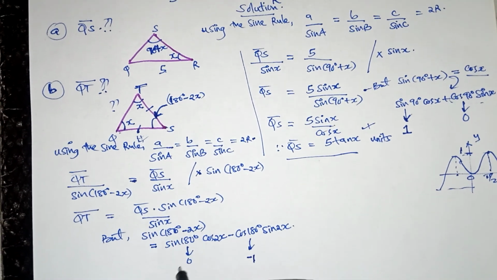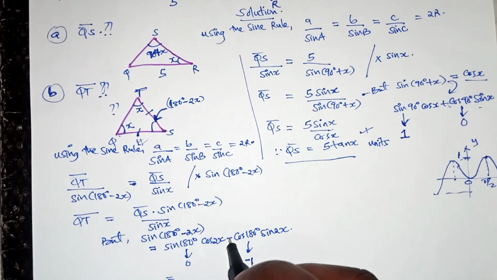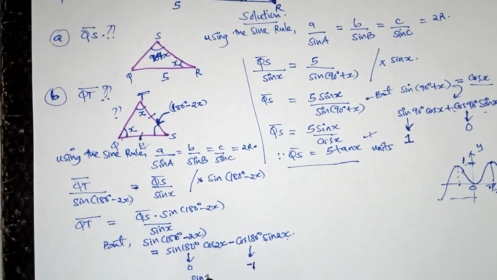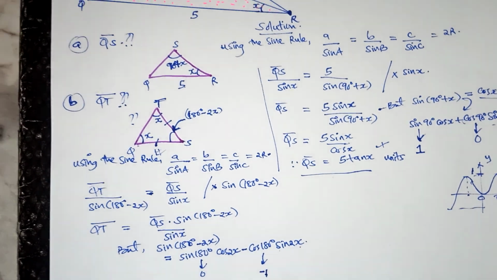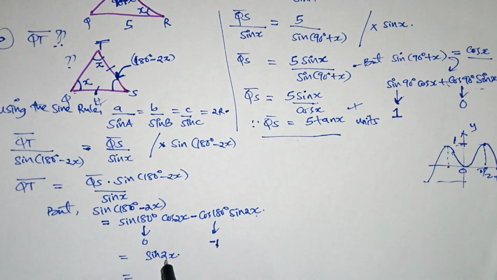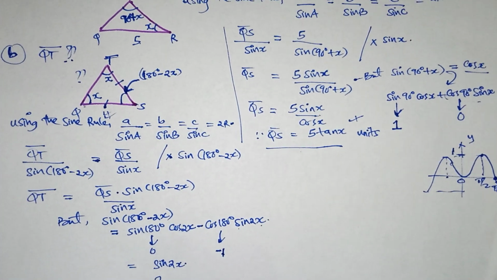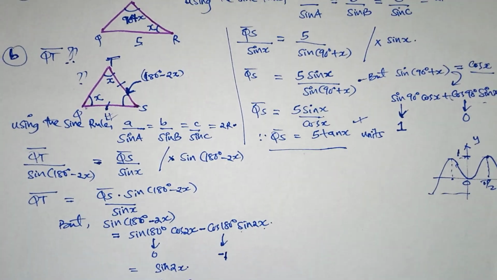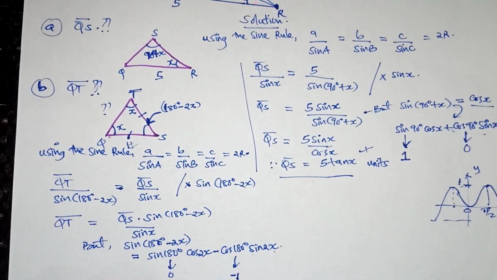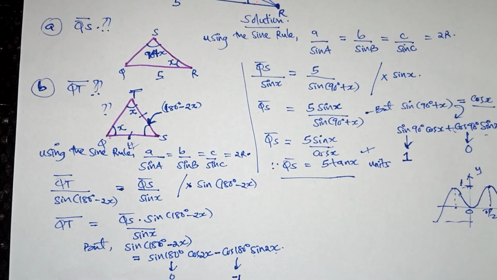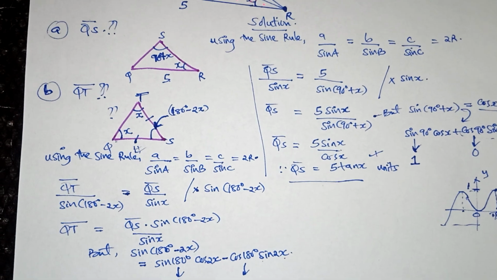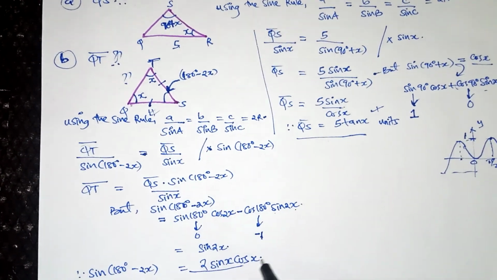We remain with sine 2x. Remember, negative and negative remain with positive, just there chilling. But we also know this one from the other previous video. It is 2 sine x cos x, and this is sine 180 minus 2x. So we have this one.